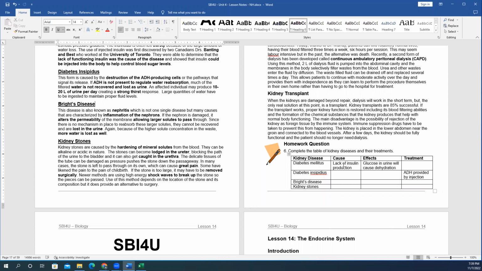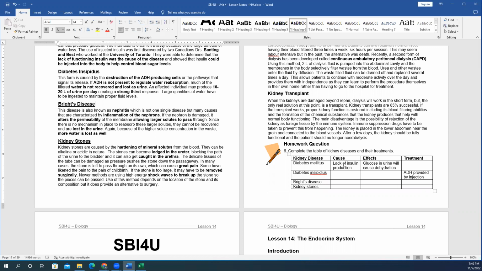But the main disadvantage is the possibility of rejection, as the kidney might be detected as foreign tissue by the immune system of the body. In that case, immune suppressive drugs get used to prevent this from happening. When they want to do this, they oftentimes place the kidney in the lower abdomen near the groin and connect it to the blood vessels. After a few days, the kidney becomes fully functional and the patient should no longer require dialysis.